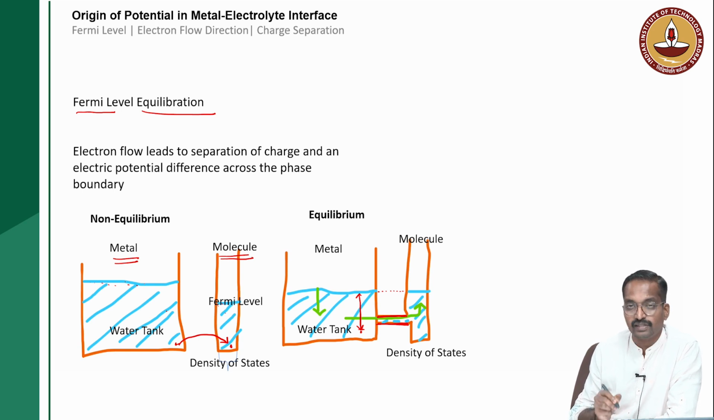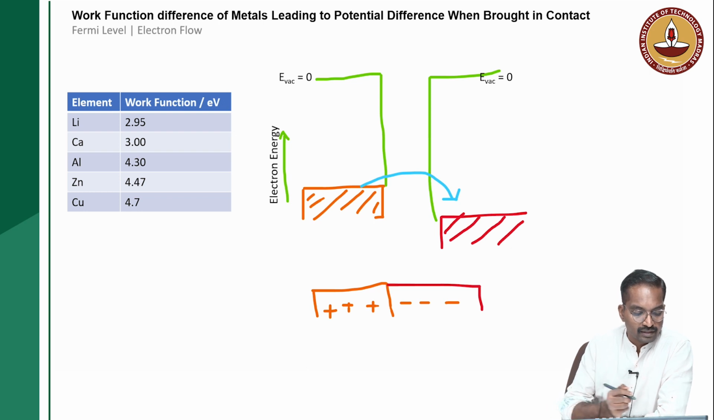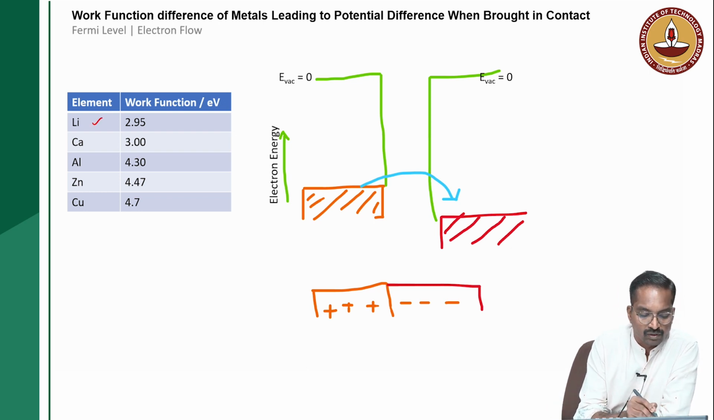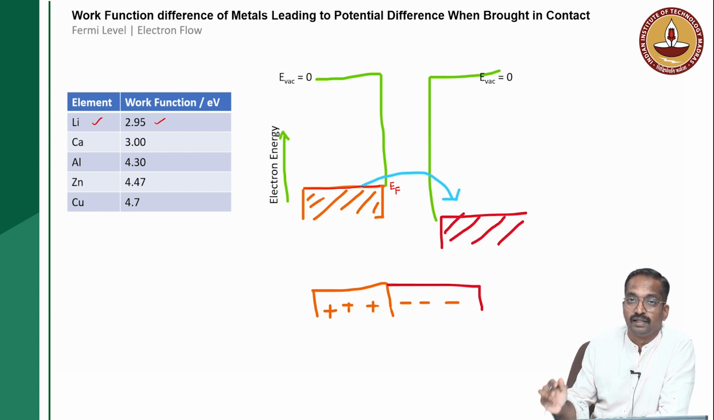So, let us match this to metals. Let us look at the different metals here. Let us take lithium, which has a work function of 2.95 electron volt. What does the work function mean? Every metal has a conduction band and a Fermi level. The Fermi level is the topmost point in the conduction band which is occupied by electrons.